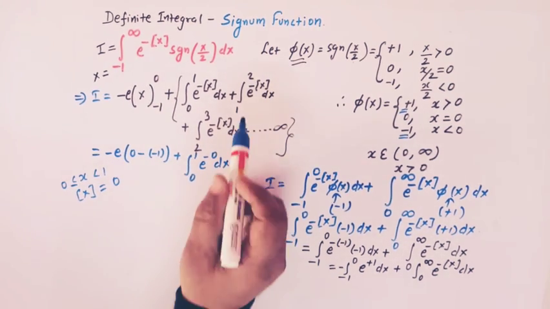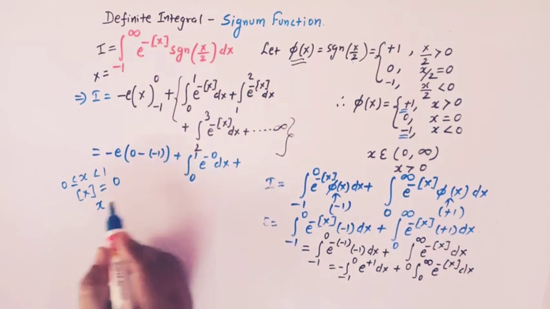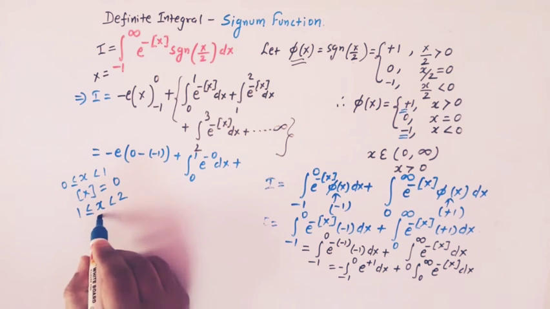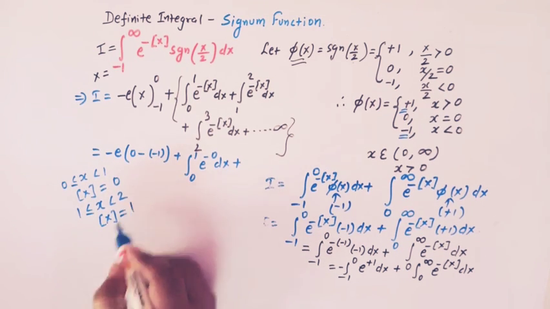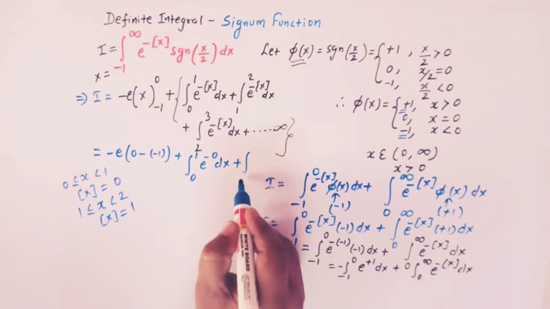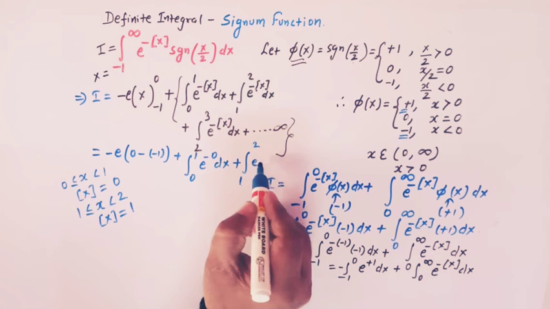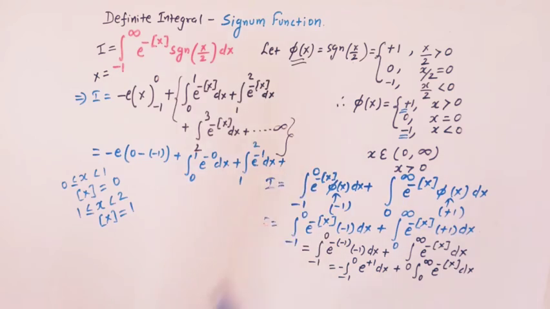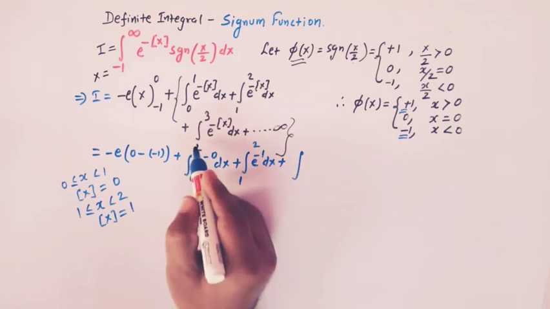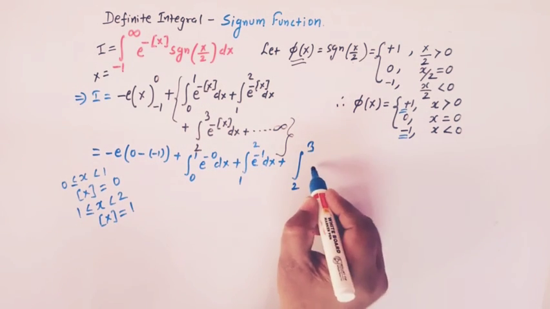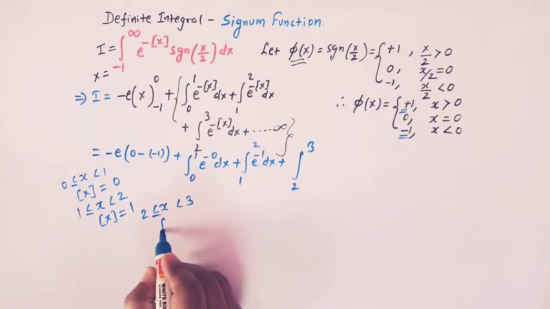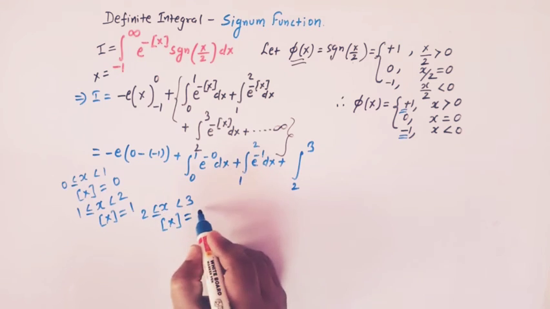Then we have the second integral, that is from 1 to 2. So when x lies between 1 and 2, then the value of greatest integer x is 1. So we can now write it as 1 to 2 e raised to minus 1 dx, right? Then we have the third integral. So now we have the integral from 2 to 3, and see when x lies between 2 and 3, then the value of greatest integer x is 2.